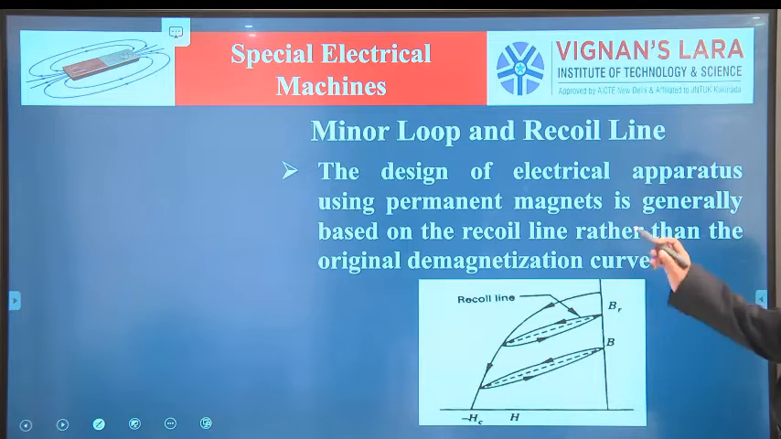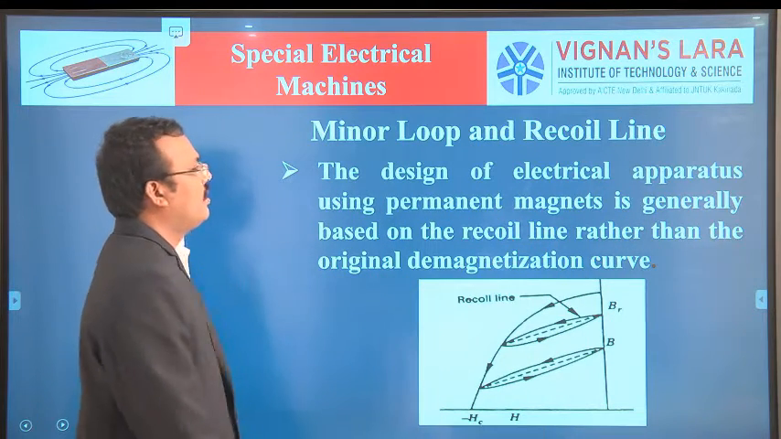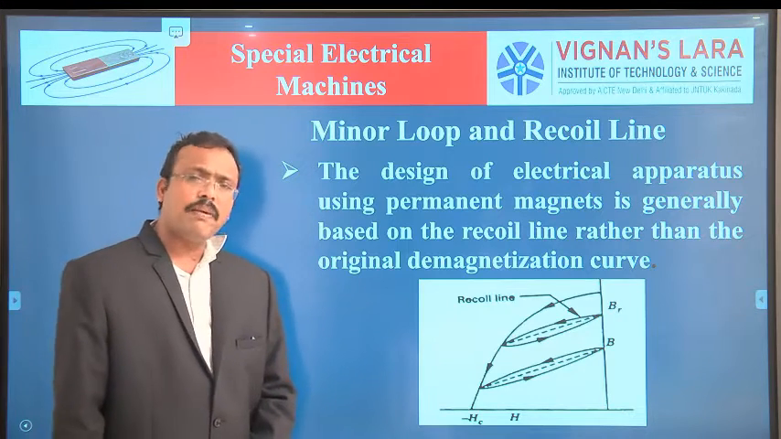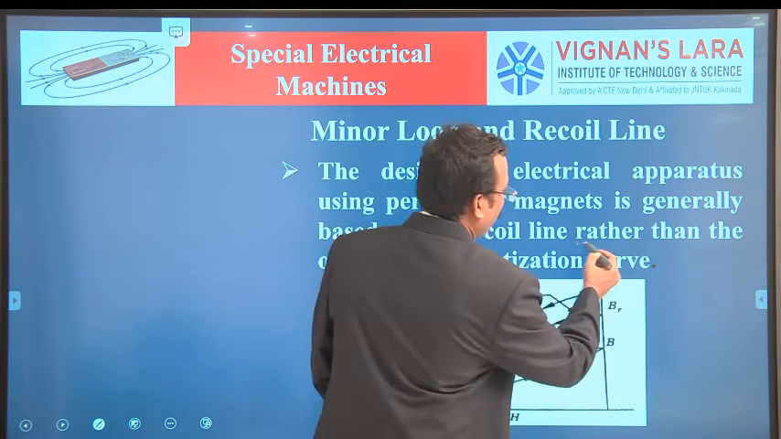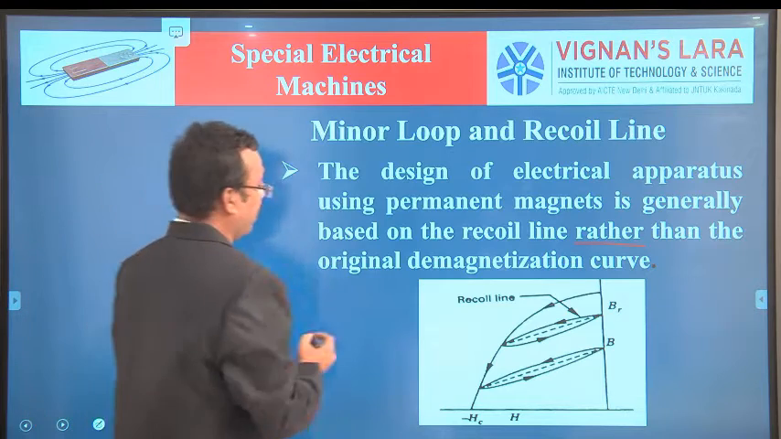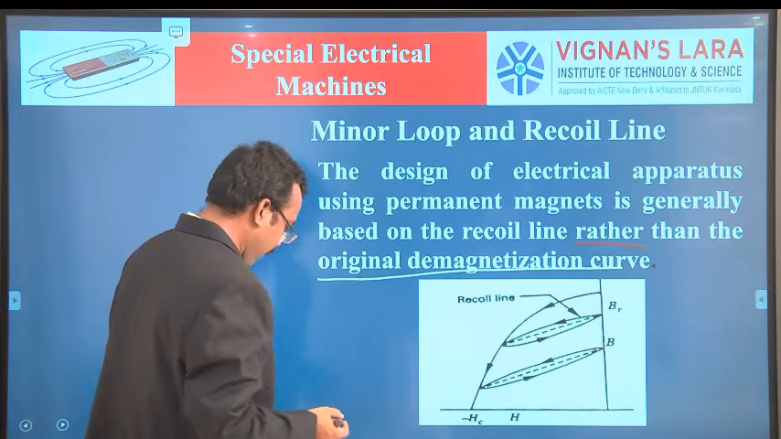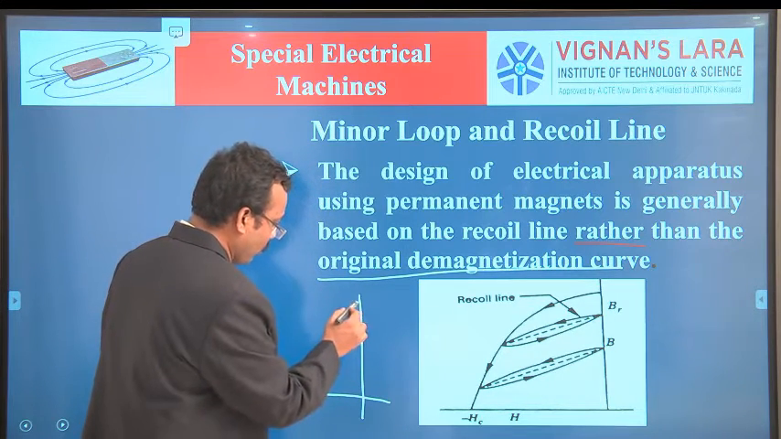So next, how to design? The design of electric apparatus using permanent magnet material is generally based on the recoil line rather than the original demagnetization curve. What is the original demagnetization curve? This is the original demagnetization curve.